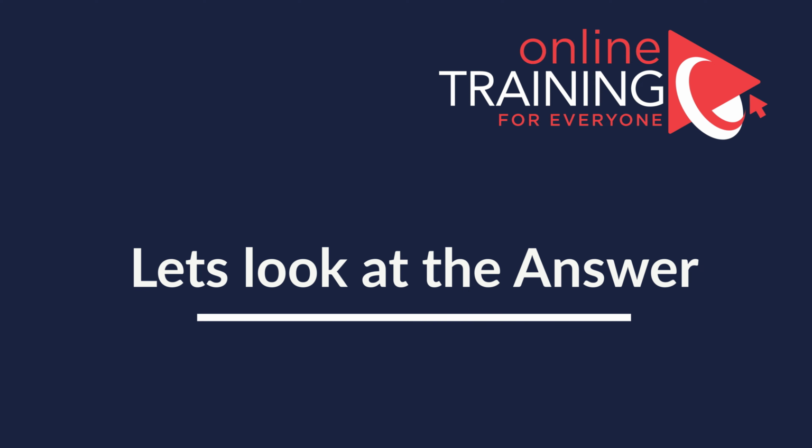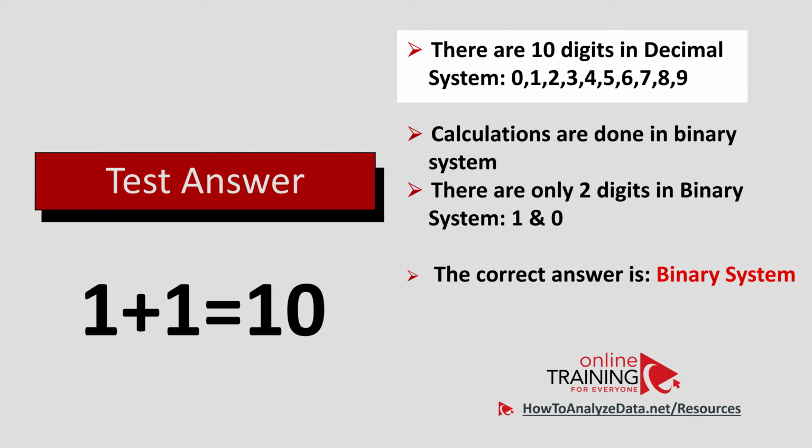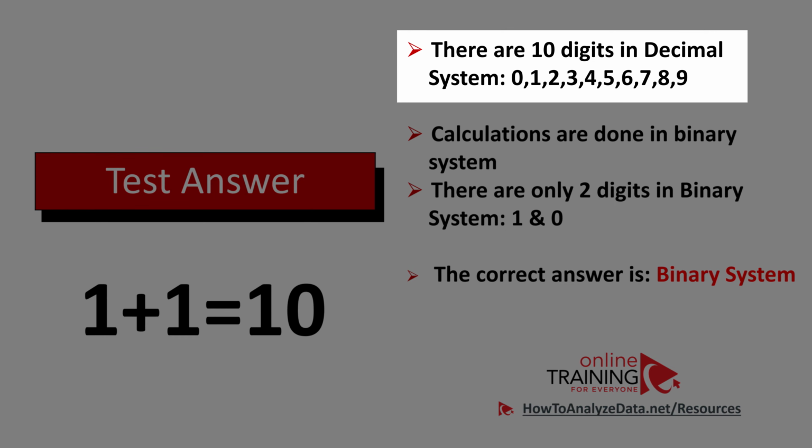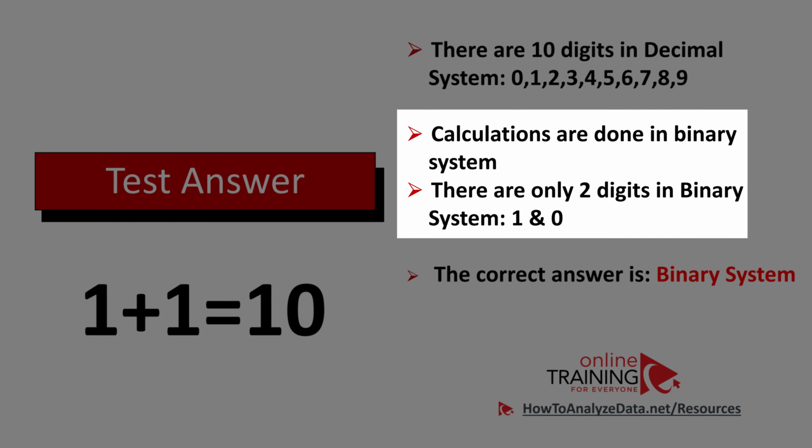Do you think you know the answer? Let's continue to see how we can solve this challenge and get to the correct solution together. Typically, when we do calculations, we use 10 digits in the decimal system. We use 0, 1, 2, 3, 4, 5, 6, 7, 8, and 9. But here, calculations are done in the binary system, and there are only 2 digits in the binary system, 1 and 0. So what happens when you get calculation in the binary system and you add 1 plus 1, what looks 10 in the decimal system looks like 2 in the binary system.